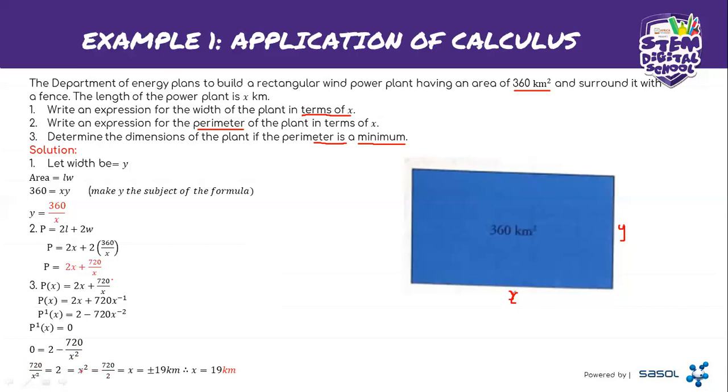Now, since we are in need of x, we need to get rid of the exponent 2. Then we're going to square root both sides, and we're going to say plus or minus. The answer is going to give us 19 kilometers. Therefore, the answer that we are looking for is 19 kilometers. So that's how you should go about it every time you come across a question that needs you to calculate the minimum or the maximum. Then we can proceed.